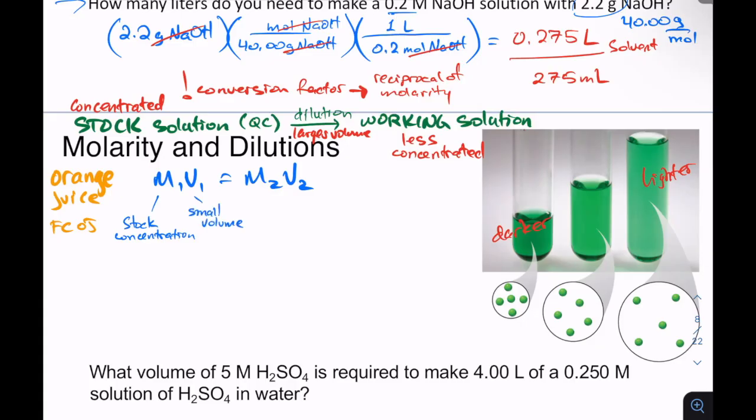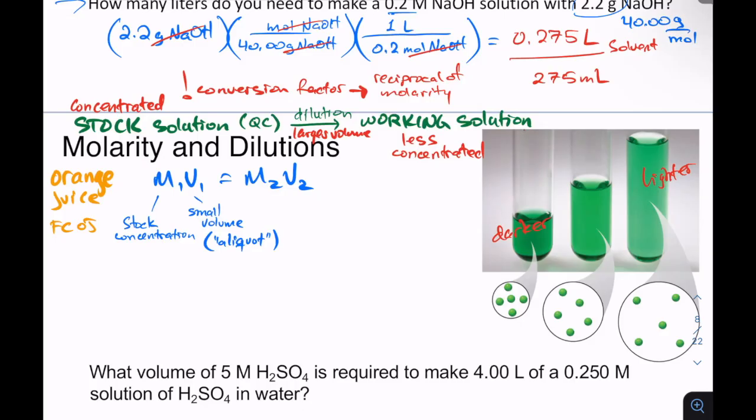There's a name for that, the small volume of a concentrated stock. Does anyone know what it's called? Does anyone, before I tell you what it is? I'm just curious. It's all right. The small volume, it's called an aliquot. You may hear that term from time to time. We're taking a small aliquot of our stock, and we're going to make a dilution of that.